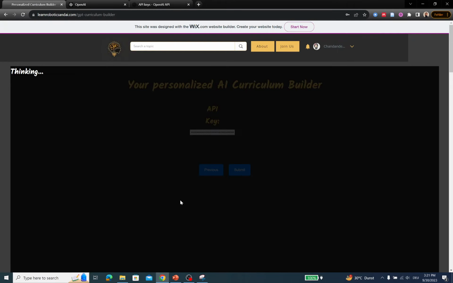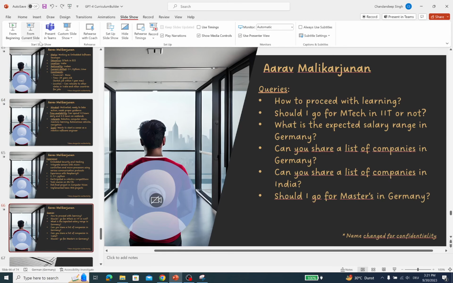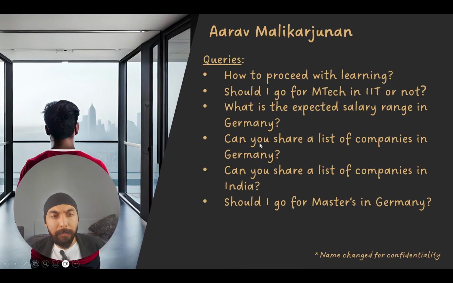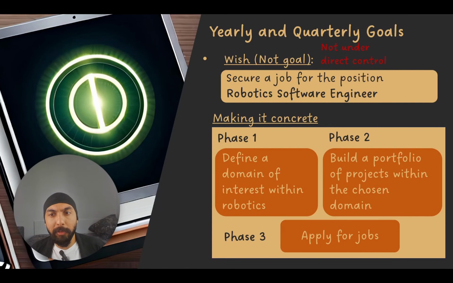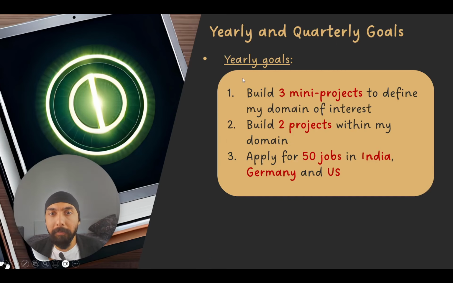All right, okay. Let's look at the plan that I created for Arav here. So I created a plan that would involve 3 phases. Phase one is define a domain of interest within robotics or niche, build a portfolio of projects within the niche and apply to jobs. So for this particular case, I think he had a lot of clarity already. He wanted to secure a job, which is an aspiration, not a direct goal. Essentially, the yearly goals can be more concretely set.